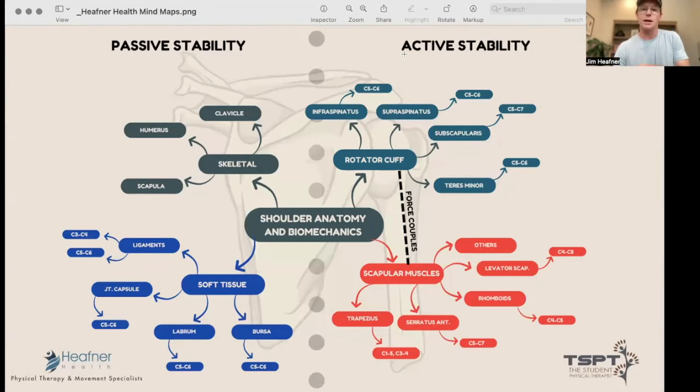What I care more about then is the active stability. So how can we actively create tension around the shoulder joint to provide support and provide proper tension so that the soft tissue doesn't take on so much stress and strain?